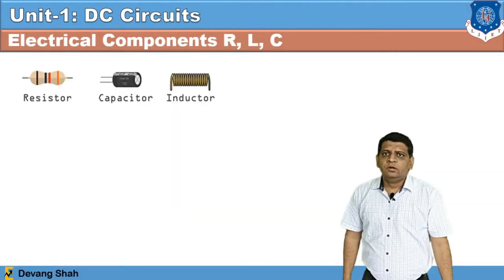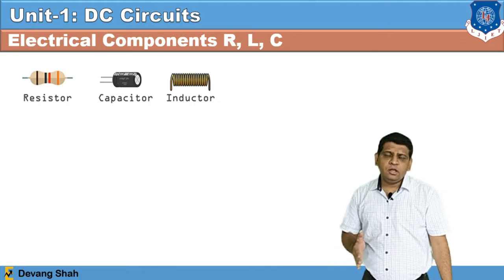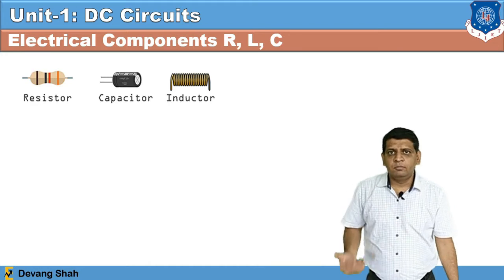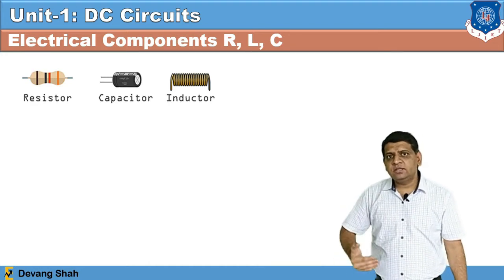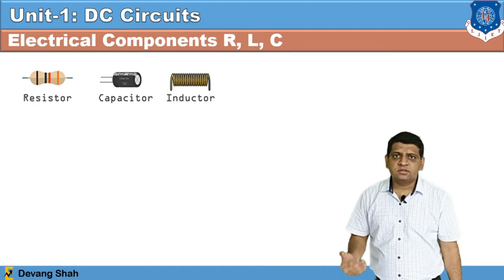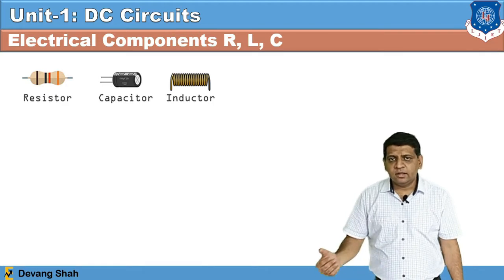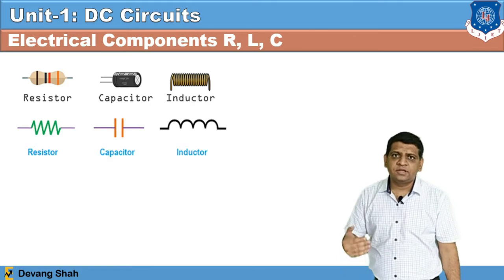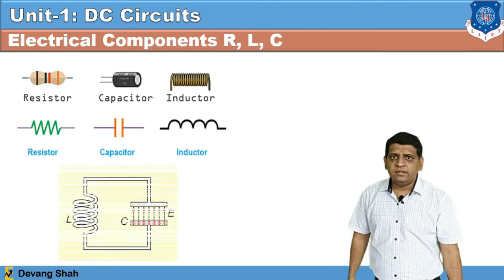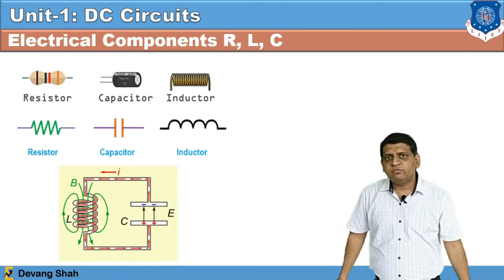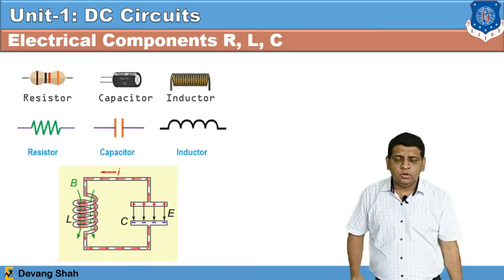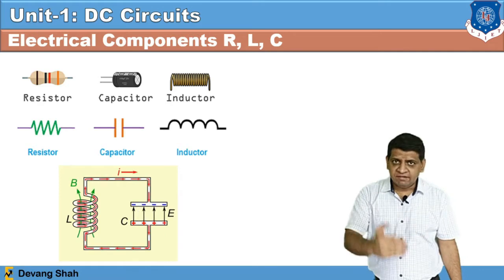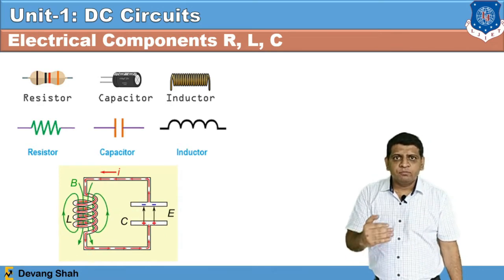These are the basic components, how they look in a market. Once you connect these elements in a circuit, they look like this. These are the symbols of resistance, inductor, and capacitor, and these are their units. The unit of resistance is ohm, the unit of inductor is Henry, and the unit of capacitor is Farad.